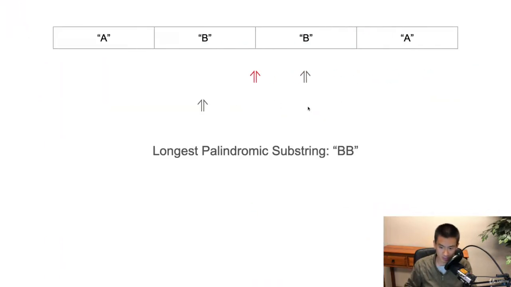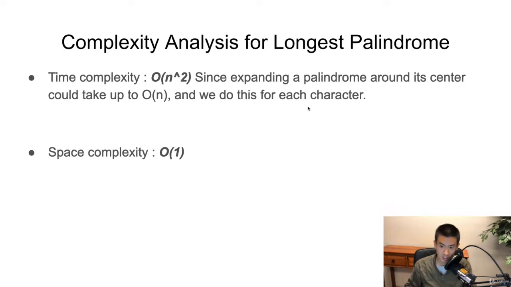Let's go over the complexity. So what's the complexity analysis for longest palindrome? Time complexity is O of n squared because expanding a palindrome around its center could take up to O of n time, and we expand around the center for each character in the input string. Space complexity is O of 1.